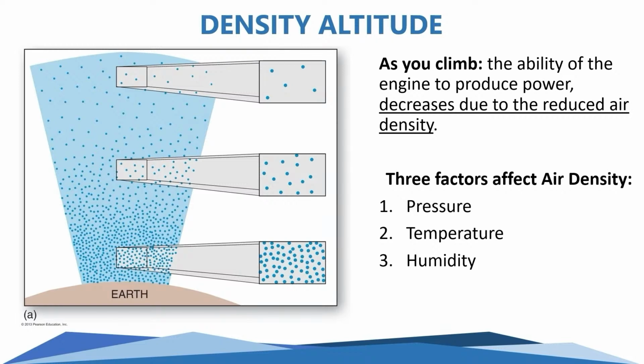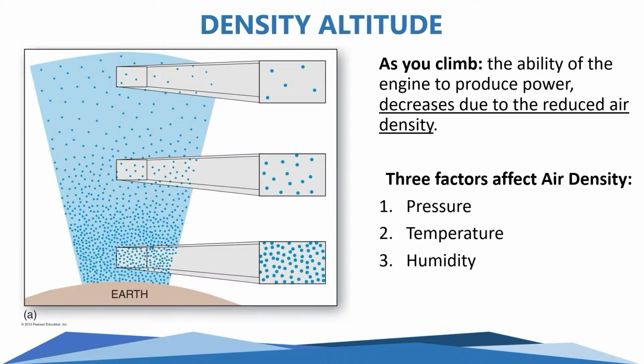Temperature, the hotter it is, the higher the air density, and then the humidity as well. Okay, so basically the higher the temperature, the higher the humidity, and the higher the pressure, those are all going to affect density altitude. We're going to talk about these in greater detail. I just want to give you a rough overview of density altitude. It is critical. We will cover how to calculate density altitude once we get to performance in about 2 weeks, so don't really worry too much about it.